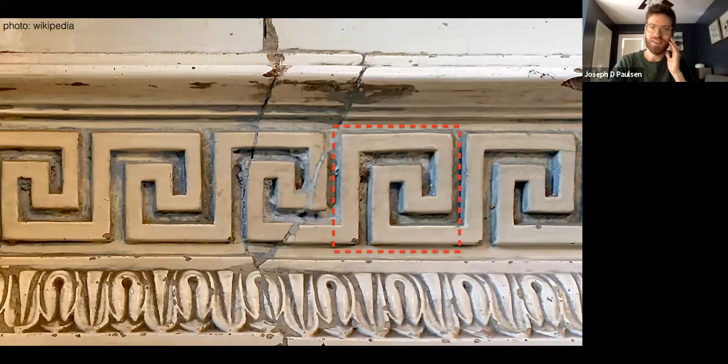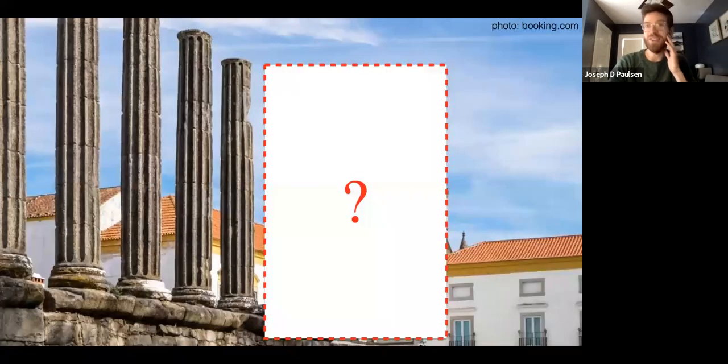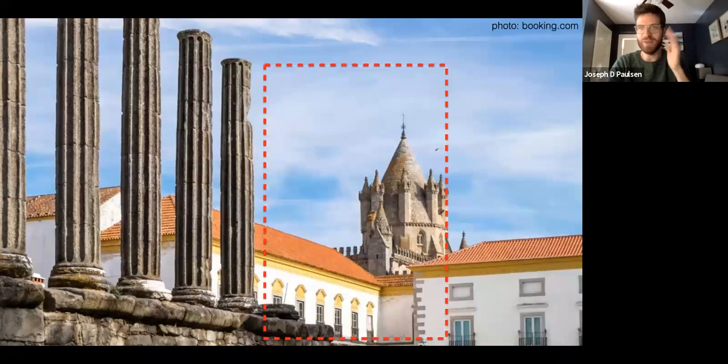And of course, we can do this on a small scale. We can do this on a large scale. You see a bunch of pillars here and you see, okay, pillar, pillar, pillar, pillar. Well, there was probably a pillar there, but I think it fell over. So that's one thing that's lovely about patterns.